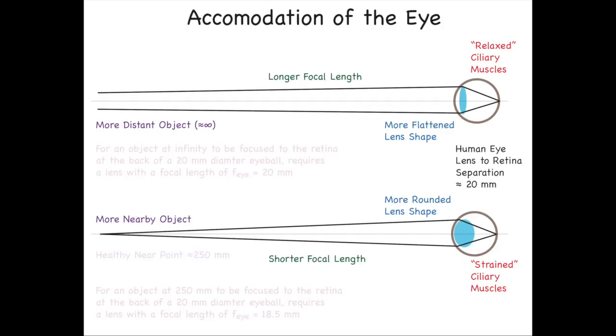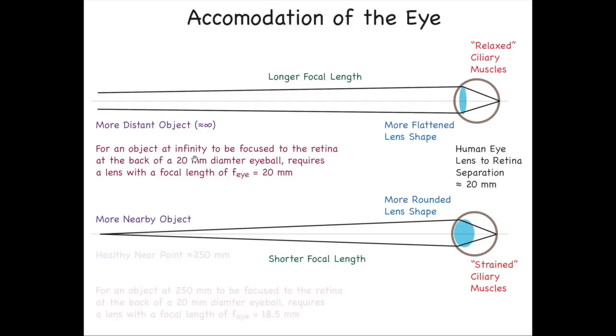Now we go back to the picture of our eye and we see that if we need this same lens to take light that is diverging and converge it to the same spot, then it needs to converge those rays even more strongly, which is going to require a more rounded shape. For the purpose of brevity, we will often refer to this normal eye that has a lens to retina separation of 20 millimeters as simply an eyeball of 20 millimeter diameter.